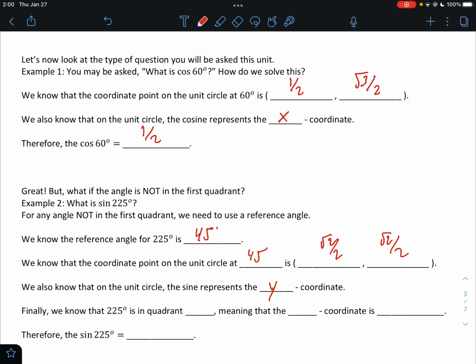So finally, we know that 225 is in quadrant 3. We should know this. And in quadrant 3, the y coordinate is negative. So all that information tells me that the answer for sine 225 is negative root 2 over 2.